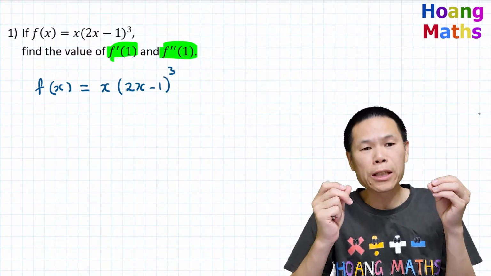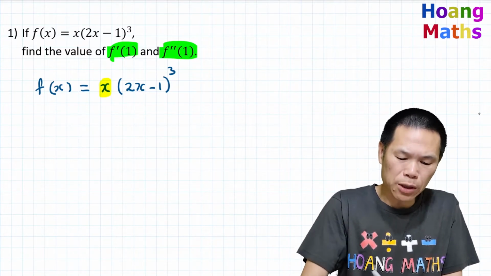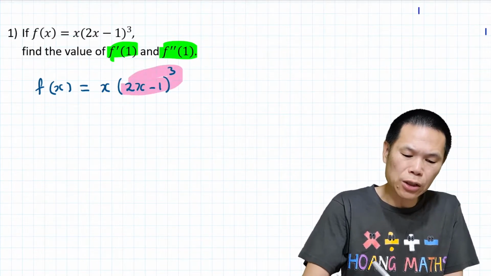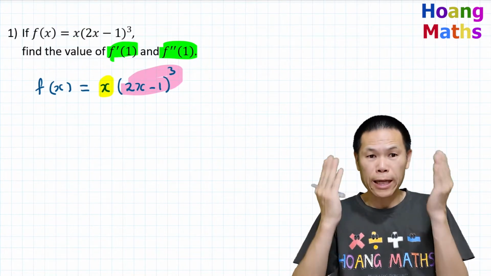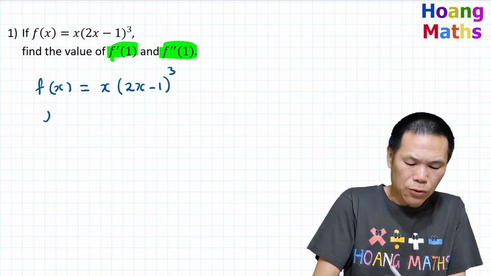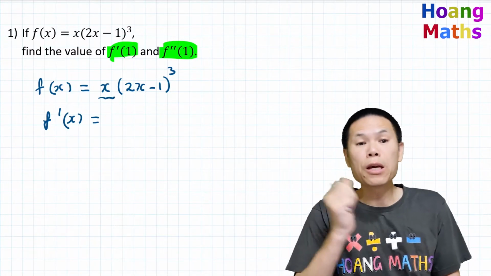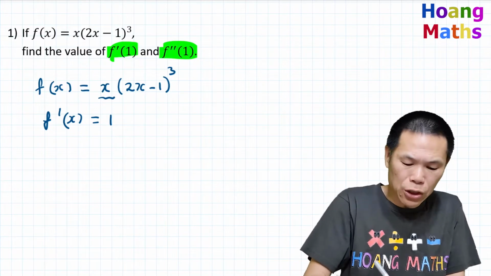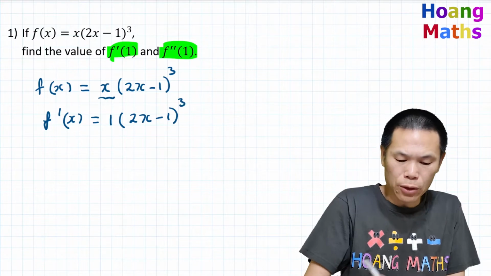Now to differentiate this, we use product rule. So we differentiate x and then we times this function here, and then we differentiate this function and we times by the first function. So keep that in mind. Okay, so let's get into it. So to differentiate x, so let me just write this down. So f dash x, so differentiate x will give me 1, and then don't forget we times the second function. So times (2x minus 1) power 3.